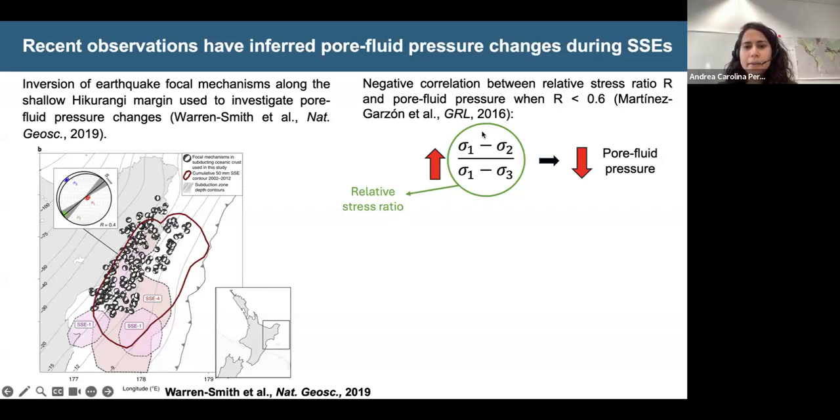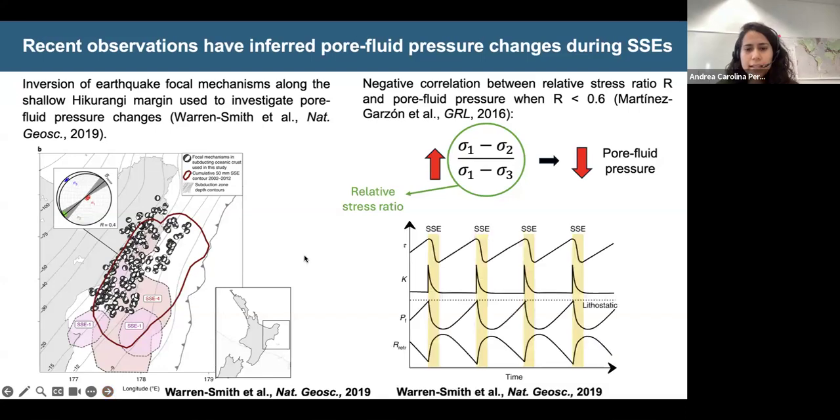And this parameter is negatively correlated with pore fluid pressure. So they use it as a proxy to understand pore pressure fluctuations. And what they discovered was really interesting. So this is a schematic diagram, not the actual results, but what they found is that this relative stress ratio cyclically varied during slow slip events.